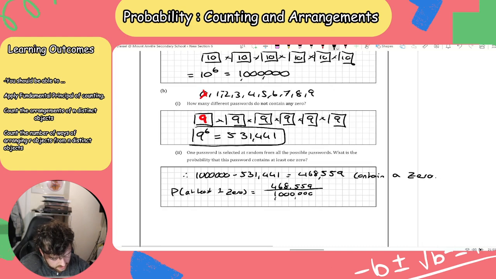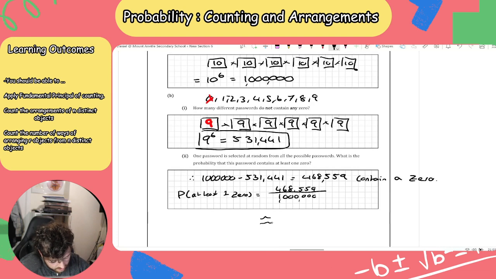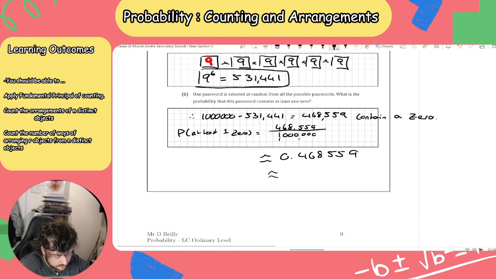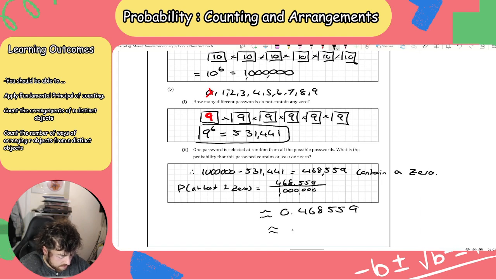So the probability is 0.468559, which is equal to, it didn't ask me to round or anything, so I'm just going to round it to like 0.47 or 47%. So there's a 47% chance of getting that wrong.